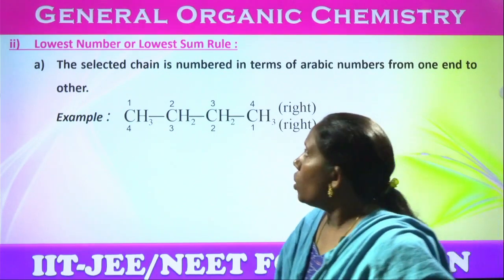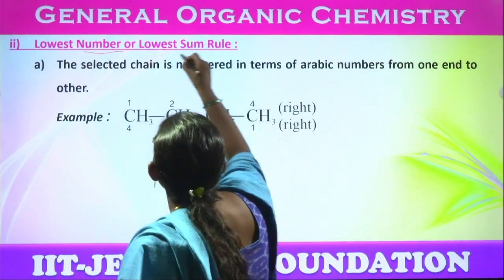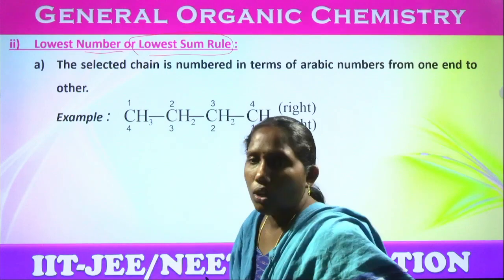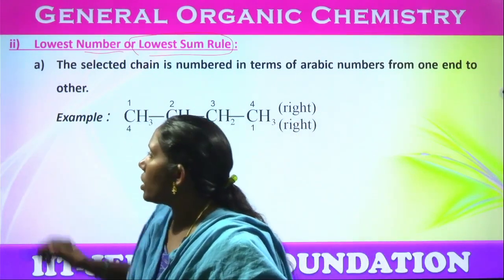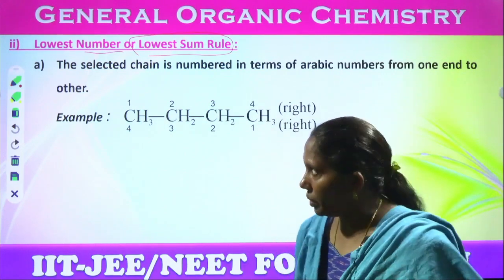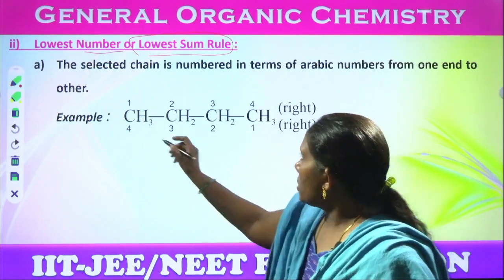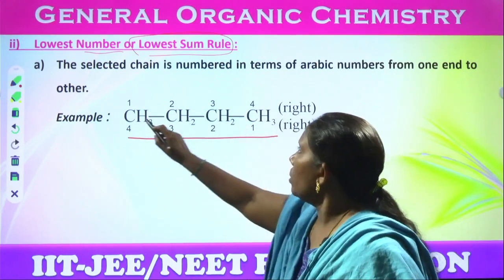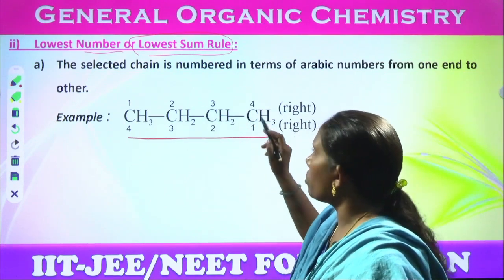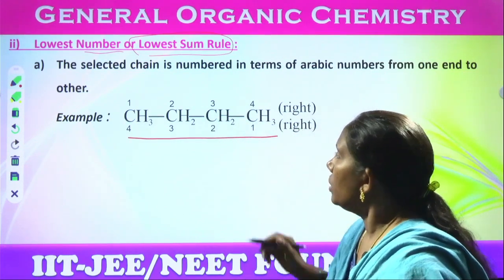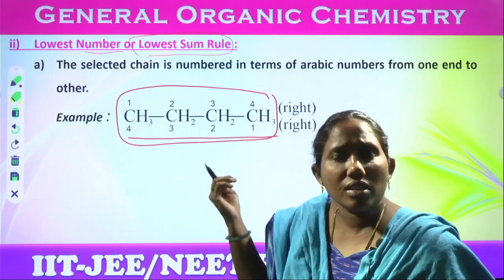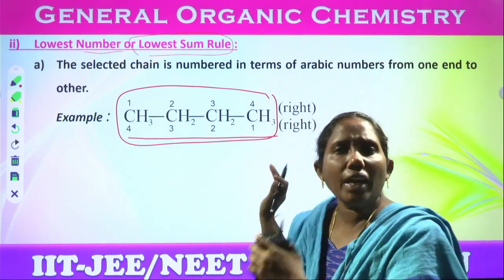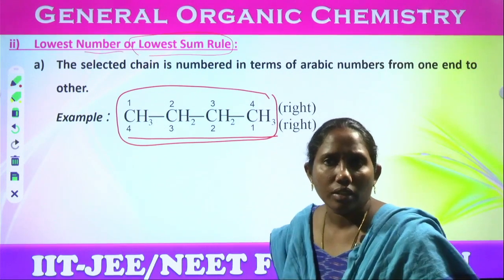Next, the second rule is the lowest number or lowest sum rule. What does this lowest number or lowest sum rule mean? See from here, 1, 2, 3, 4, CH3, CH2, CH. So this is the numbering we have given. There are no branches, there is no functional group.